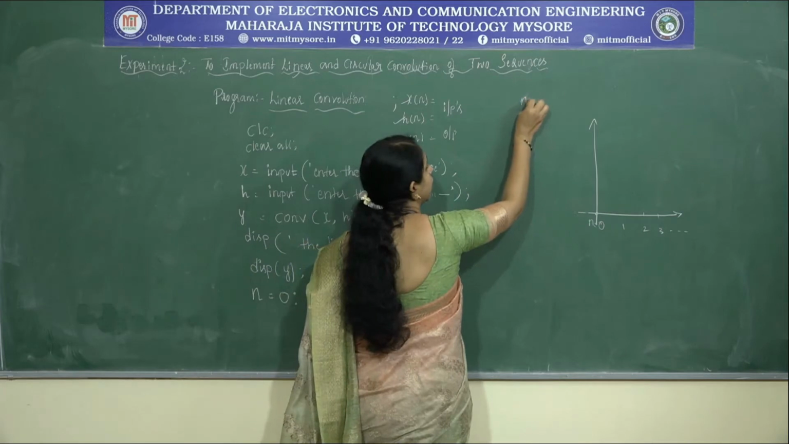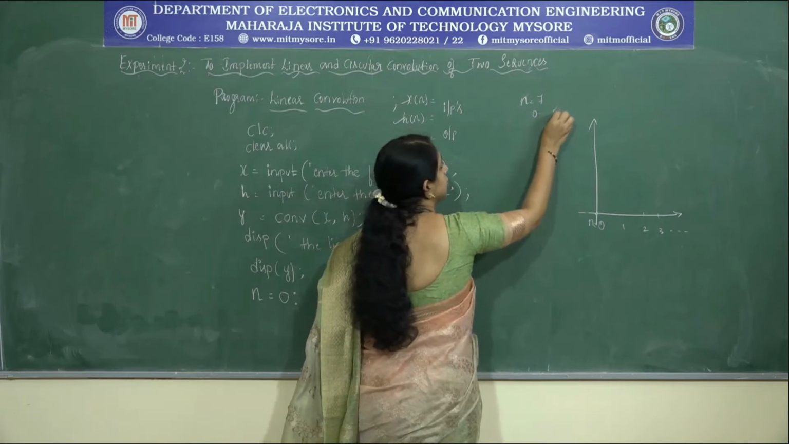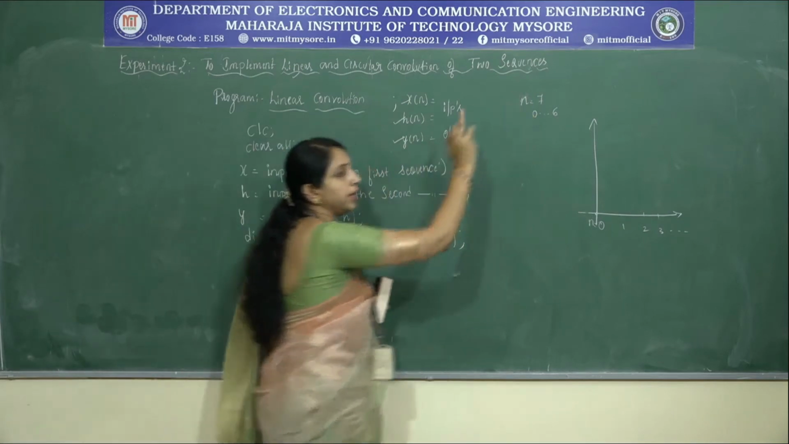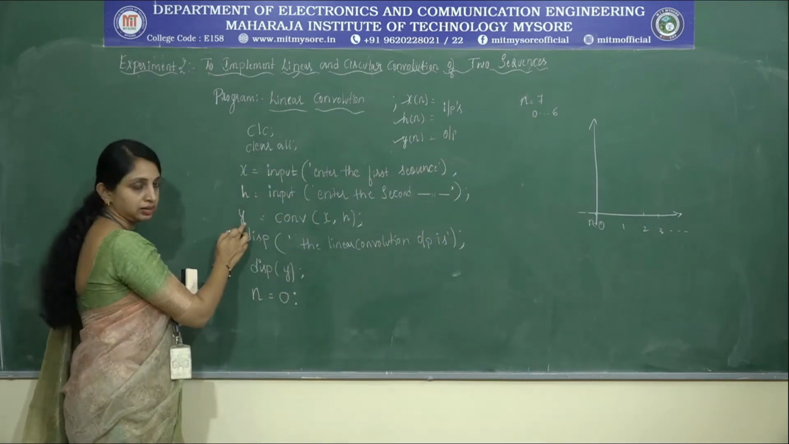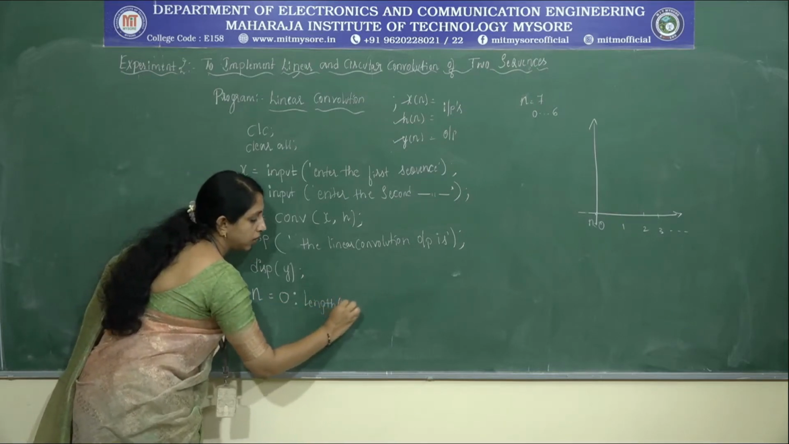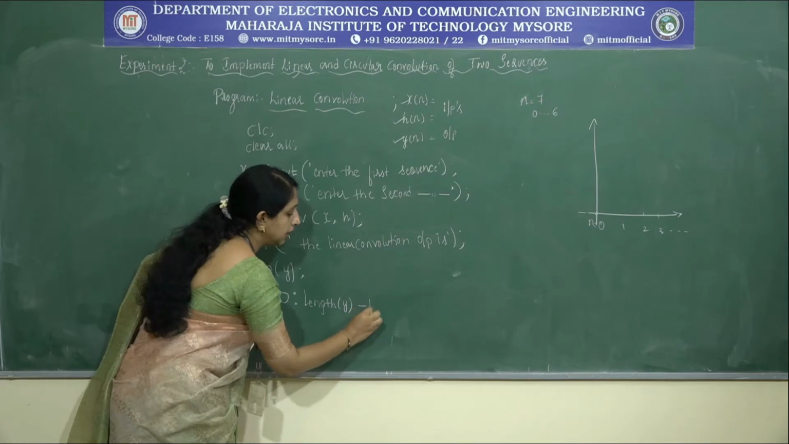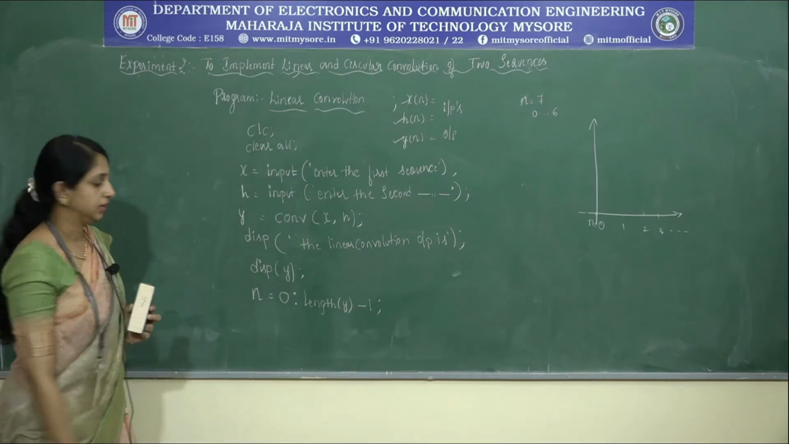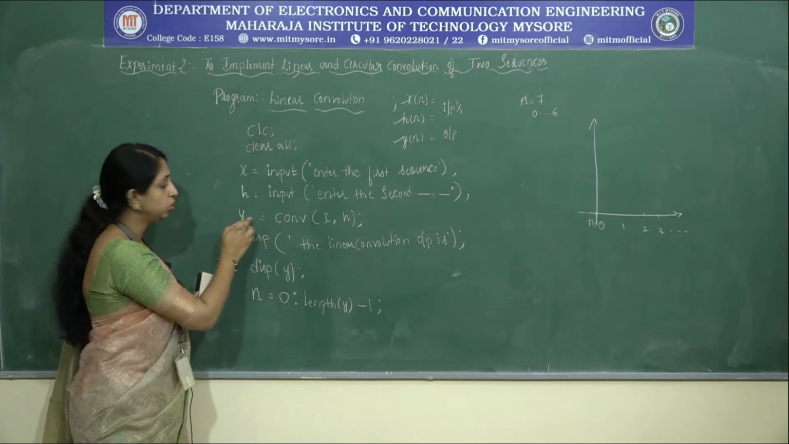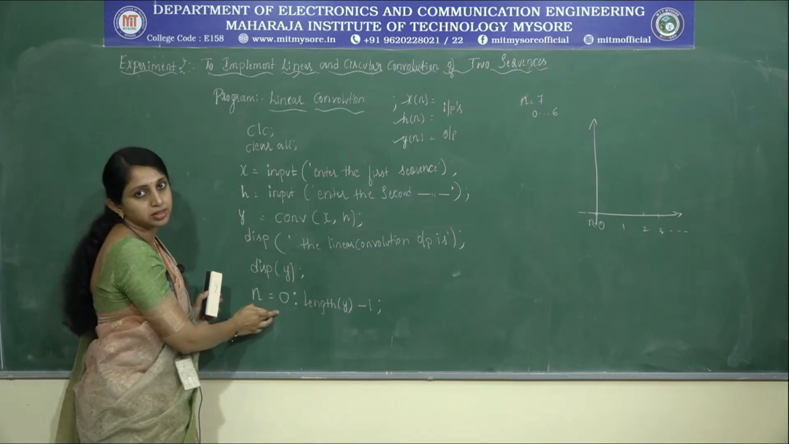Suppose if you have an n value as 7, then this can be counted as 0 to 6. Then you need to subtract the complete output length by 1. How to subtract that? 0 to length of y. Whatever the output we are going to get, that is length of y minus 1. This is an output length. It has to start from 0, so whatever the maximum length of the output we are going to get, that has to be subtracted by 1 since it is starting from 0.